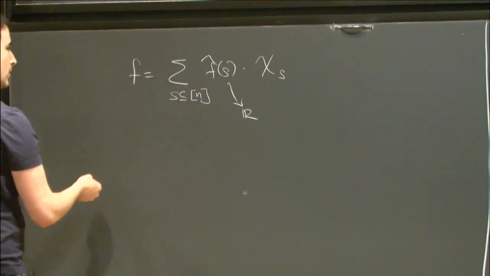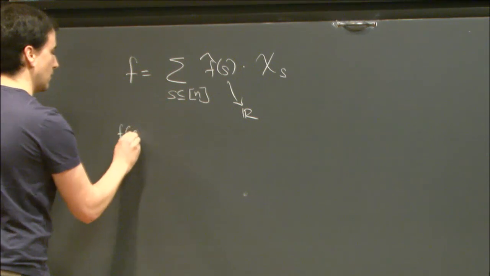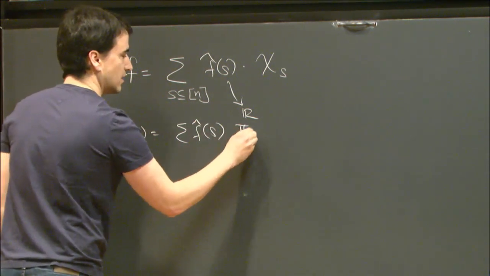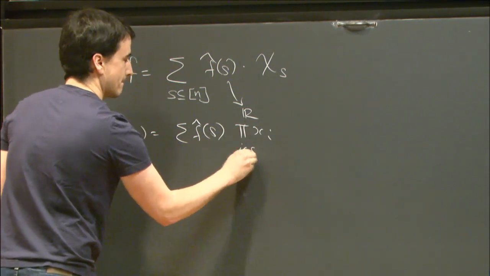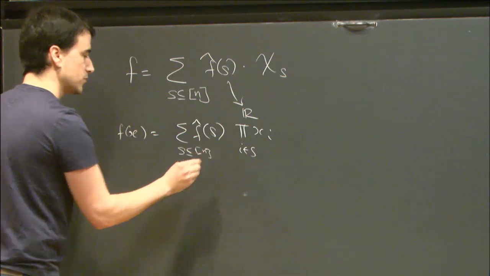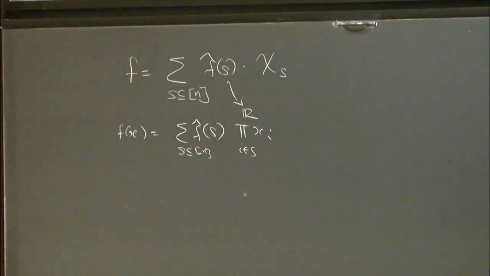I'm just writing it down. I'm sure most of you have seen it, but I just want to set up notation and to do things slowly.